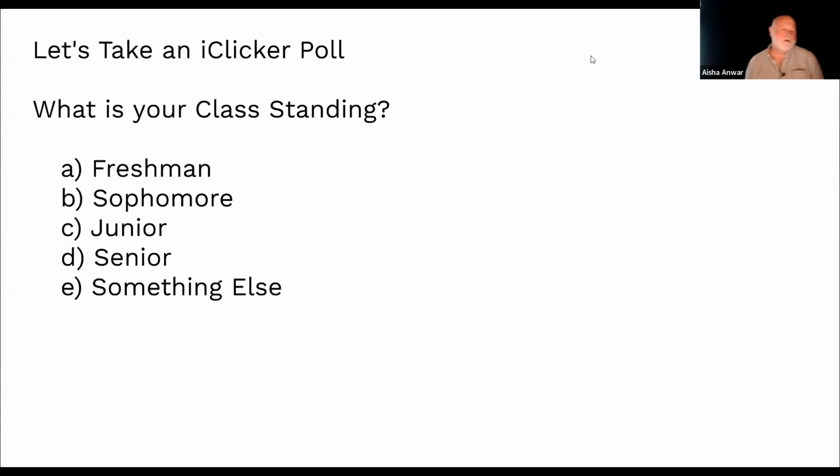And it's a simple question. I'm just kind of curious about your class standing. I don't care what you put down here if you don't want to be accurate, but it would be interesting for me to know, to get an idea. I can actually go through the data in the course to do this.